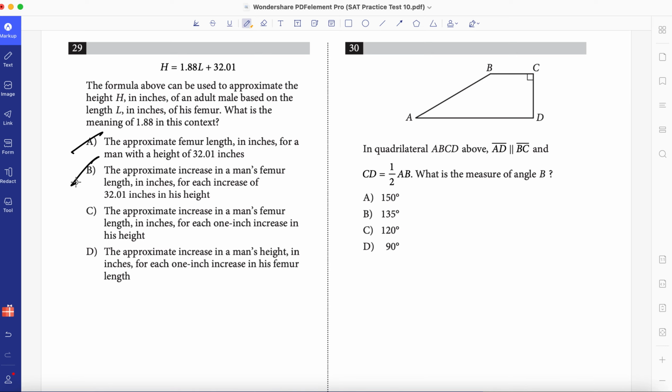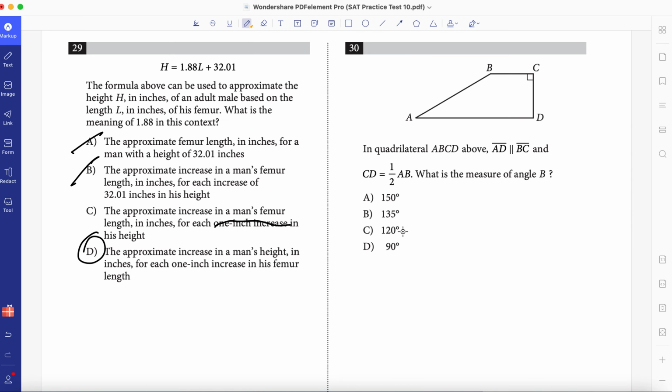And sorry guys, my voice is going away, but for the next one, the approximate increase in a man's femur length in inches for each 1 inch increase in his body. No, that's incorrect. But D is the correct answer just by elimination, because all of these are just whack. For D, the approximate increase in a man's height in inches for each 1 inch increase in his femur's length. So for every 1 inch increase in his femur's length, that's just the definition of 1.88 in this context.